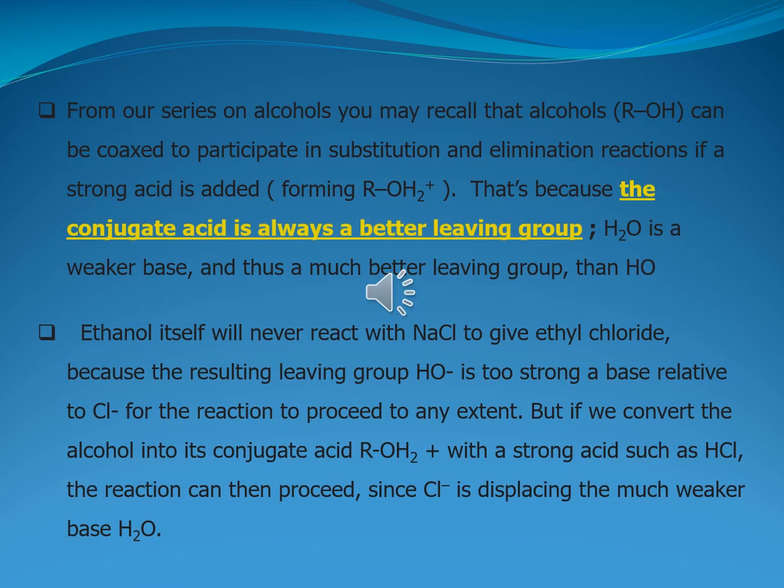From our series on alcohols, you may recall that alcohols can be coaxed to participate in substitution and elimination reactions if a strong acid is added, forming protonated alcohol. That's because the conjugate acid is always a better leaving group. Water is a weaker base and thus a much better leaving group than hydroxide. So ethanol itself will never react with sodium chloride to give ethyl chloride, because the resulting leaving group, hydroxide ion, is too strong a base relative to chloride ion for the reaction to proceed to any extent. But if we convert the alcohol into its conjugate acid, that is protonated alcohol, with a strong acid such as hydrochloric acid, the reaction can then proceed since chloride ion is displacing the much weaker base, that is water.